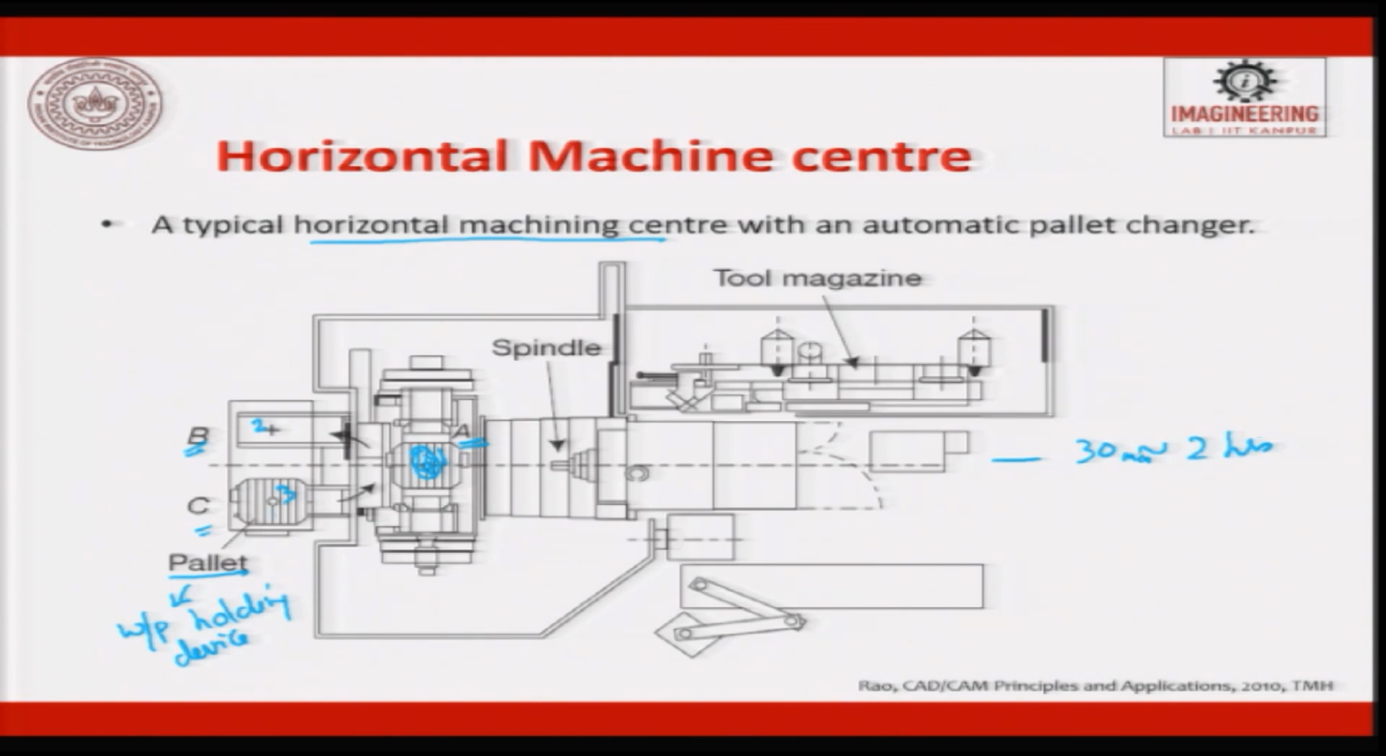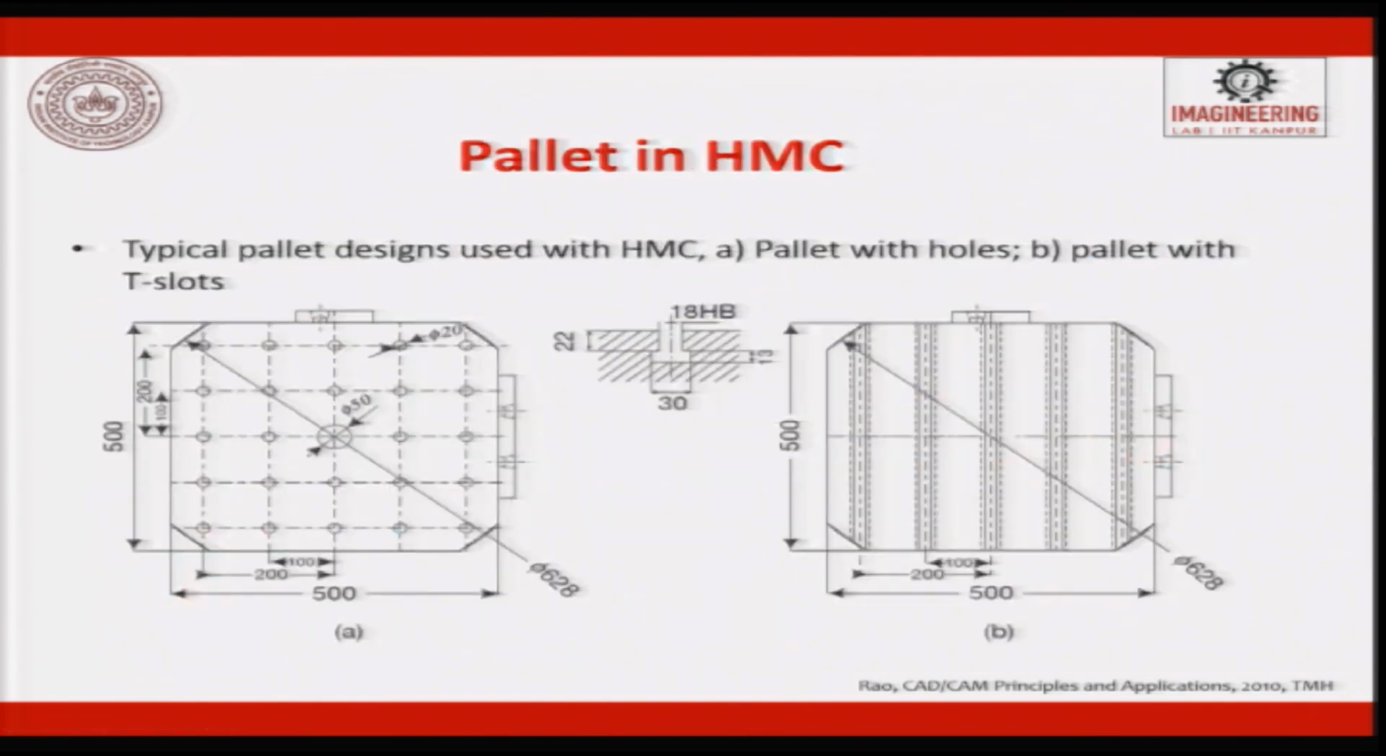So, by then this will be there, and here the changing will happen automatically. Once the machining is over, the door will open, it will come out, this will come in and the next machining starts. So, this is only to improve the productivity of a CNC machine. This is the use of an automatic pallet changer. So, this is how a pallet looks like.